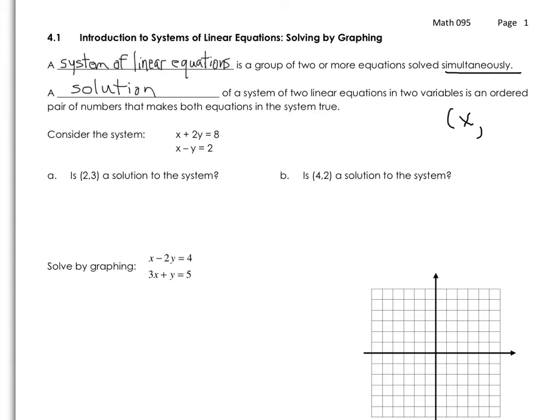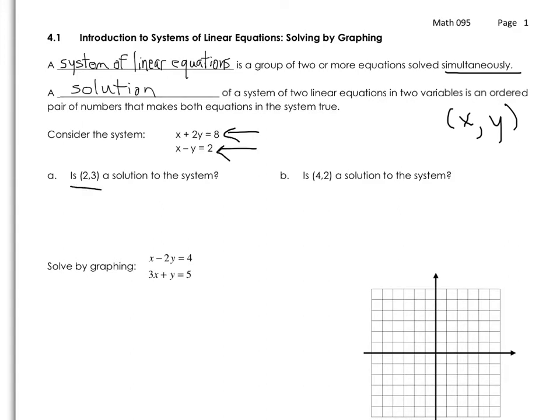Remember, an ordered pair will be two numbers representing x and y that make both equations in the system true. So the ordered pair has to make both equations true. Is (2, 3) a solution to this system? We have two equations in this system. We have x plus 2y equals 8, and we also have x minus y equals 2.